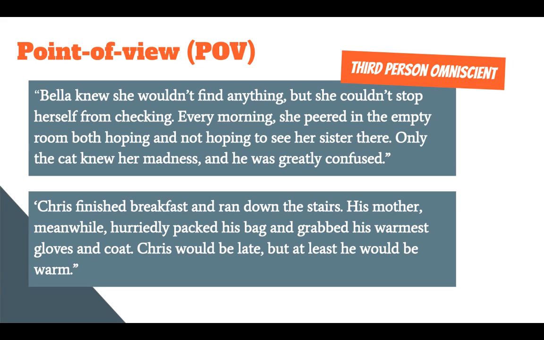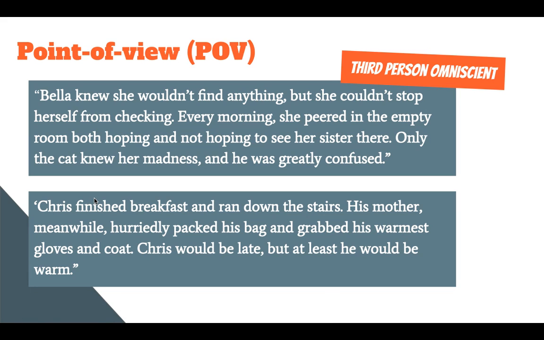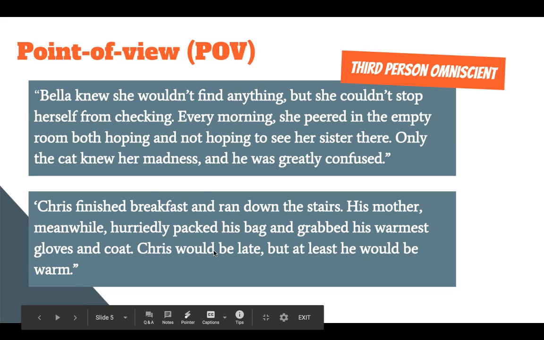Okay, so we have two characters, Chris and his mother. It's third person, with the pronouns he and she. But I don't see into their emotions. We just have verbs. He finished breakfast, he ran. She hurried, packed the bag, grabbed his coat. He would be warm. So this is what we call objective. There's no thoughts or feelings from any of the characters.